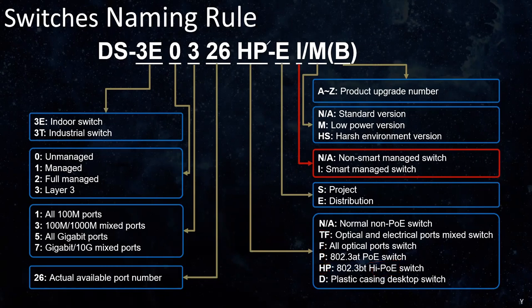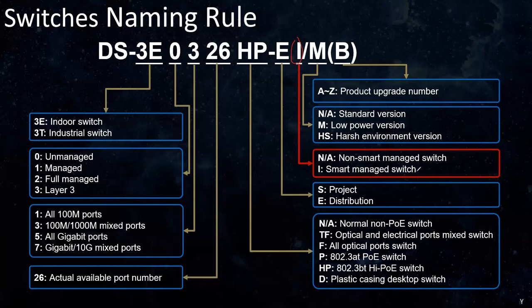After that you have a dash. After the dash you again have an English letter, and there can be two letters there. If it is an S, that is a project model. If it is an E, that is for the distribution model, more of a consumer product. So after the dash, the second English letter denotes whether it's a smart managed switch or a non-smart managed switch.